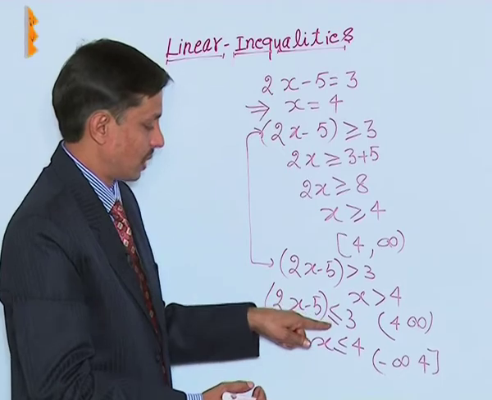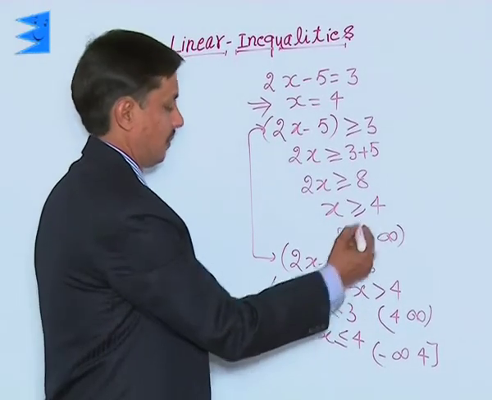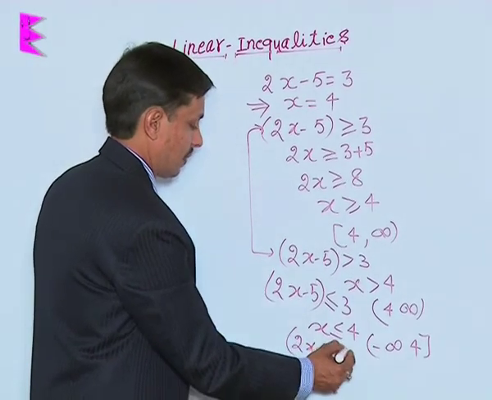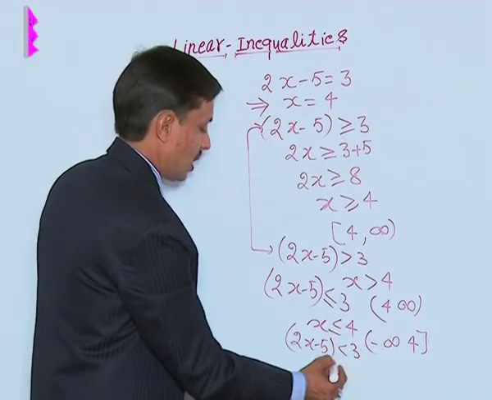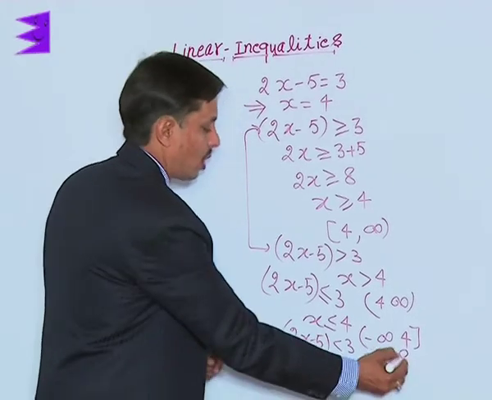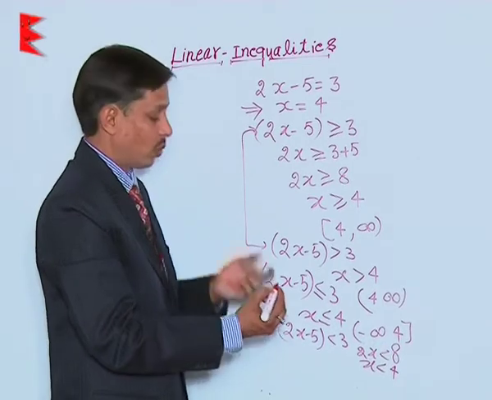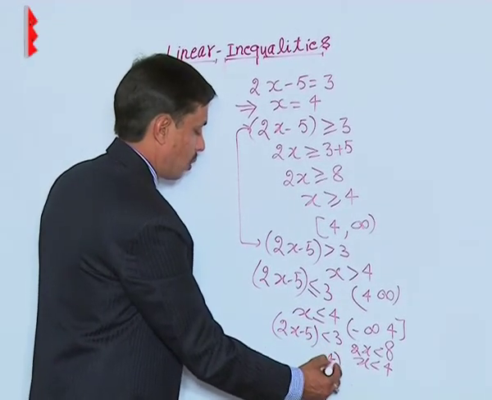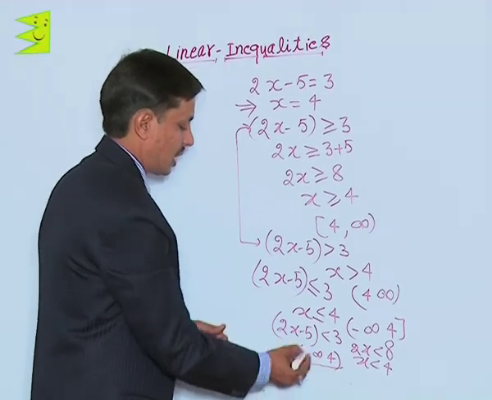Now in place of this less than or equal to, if the sign is only less than, that is 2x minus 5 is less than 3. In this situation, it will be 2x is less than 8, or we can say x is less than 4. So what conclusion has been drawn? That open bracket at 4 and all values less than 4 are the solution.